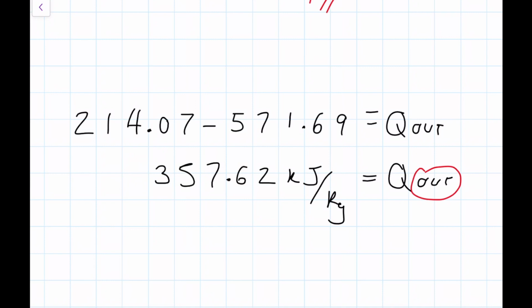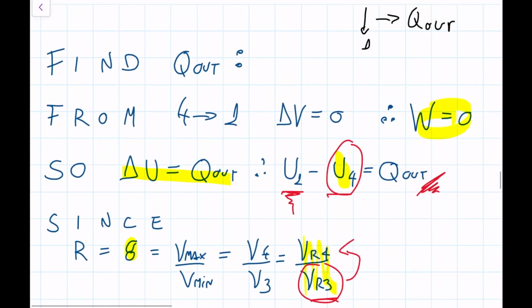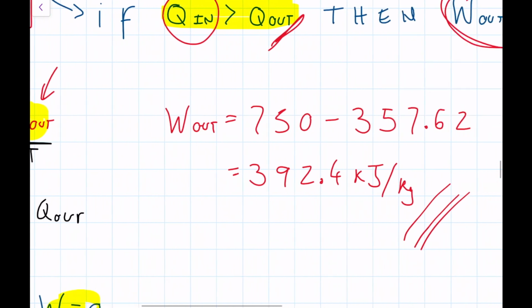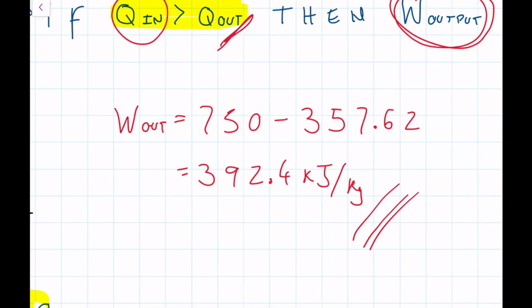Okay, so if you guys recall, we wanted Q out because we wanted to find the work, right? So let's go one step back again. Boom, right? We wanted work, and to find work, we needed Q out, because work is just going to be the difference between Q in and Q out. Now we have both. We have 750 for this guy and 300 something for this guy. So let's just subtract them. I have 750 going in, and I have 357 going out, right? So first law of thermodynamics says that the difference is what I have as work, because we can't destroy energy, right? Cool. So that's the answer for part B.